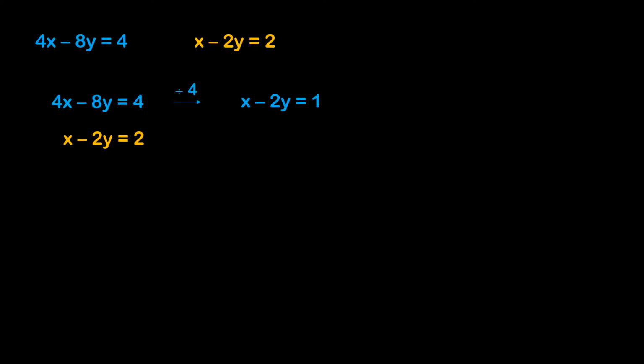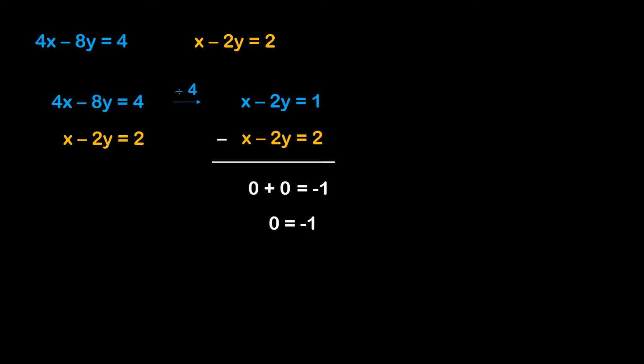I'll rewrite the second equation again over here, and now I notice that I can eliminate a variable. In fact, if I subtract the first equation from the second, both variables will be eliminated. I'll have x minus x is equal to 0, negative 2y minus negative 2y is negative 2y plus 2y, which is 0, and then 1 minus 2 is negative 1. So I have 0 plus 0 is equal to negative 1, or 0 is equal to negative 1.